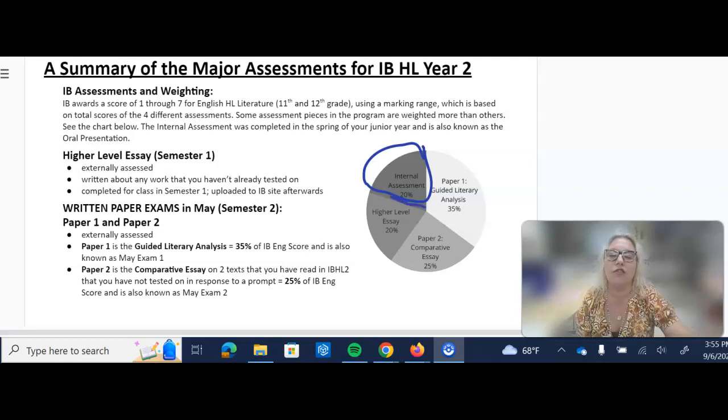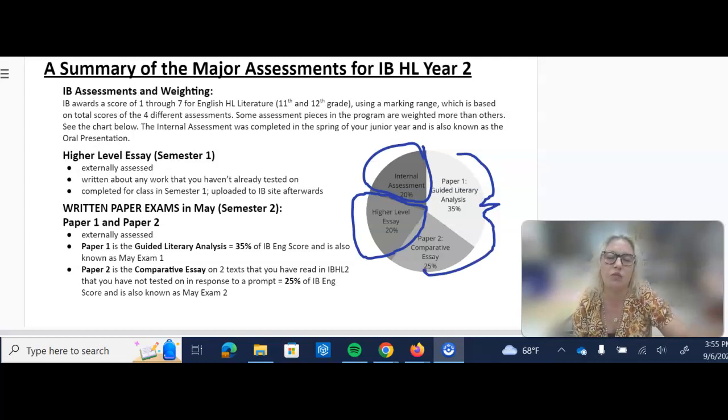And what we're going to be working on first semester is the higher level essay. So by the end of the first semester, you will have uploaded that to IB. It'll be done. But look at how much is left. This is all second semester. Now, second semester is when you're going to be the smartest you will have ever been, right? Because of all of this hard work that you'll be doing. But I just want you to see that.